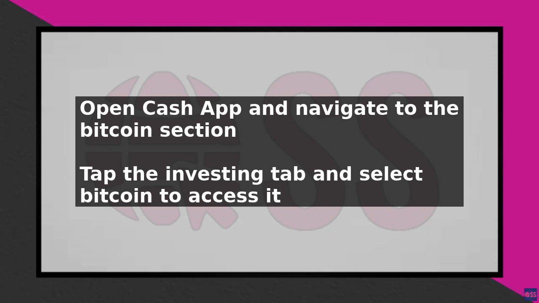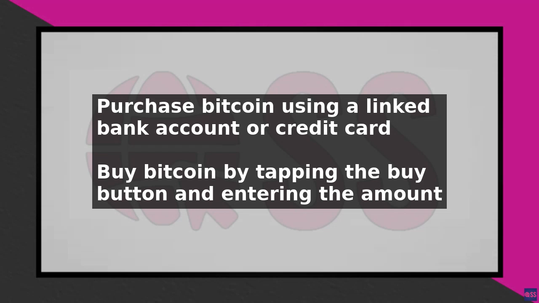If you do not have any Bitcoin in your account, you will need to purchase some before you can send it. To buy Bitcoin, tap the Buy button and enter the amount you want to purchase. You can purchase Bitcoin using your linked bank account or credit card. Once you have a Bitcoin balance, you can send it to someone else.